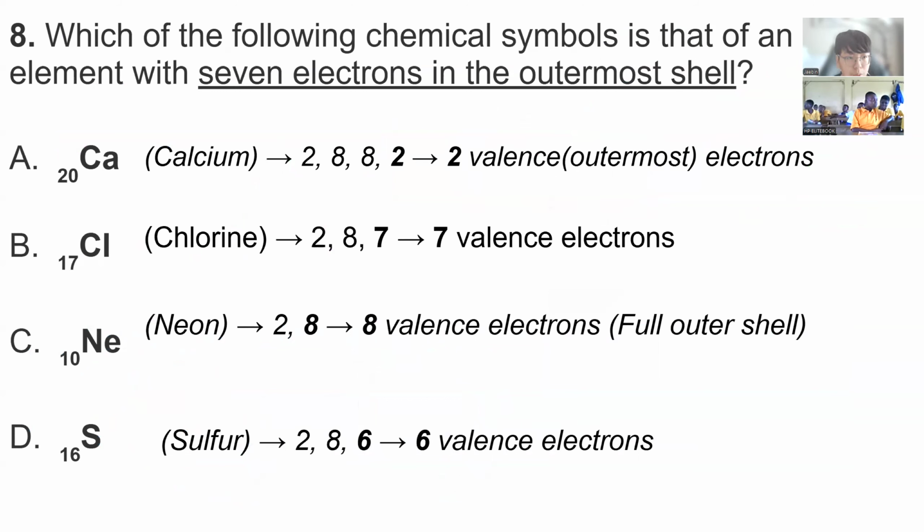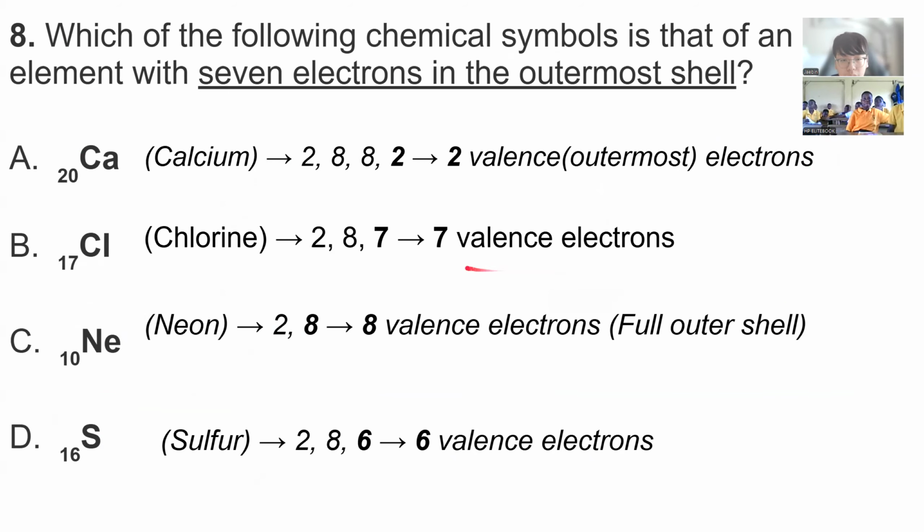Now let's move on to a different question about the electron shell. Which of the following chemical symbols is that of an element with 7 electrons in the outermost shell? B. Yes, that is right.